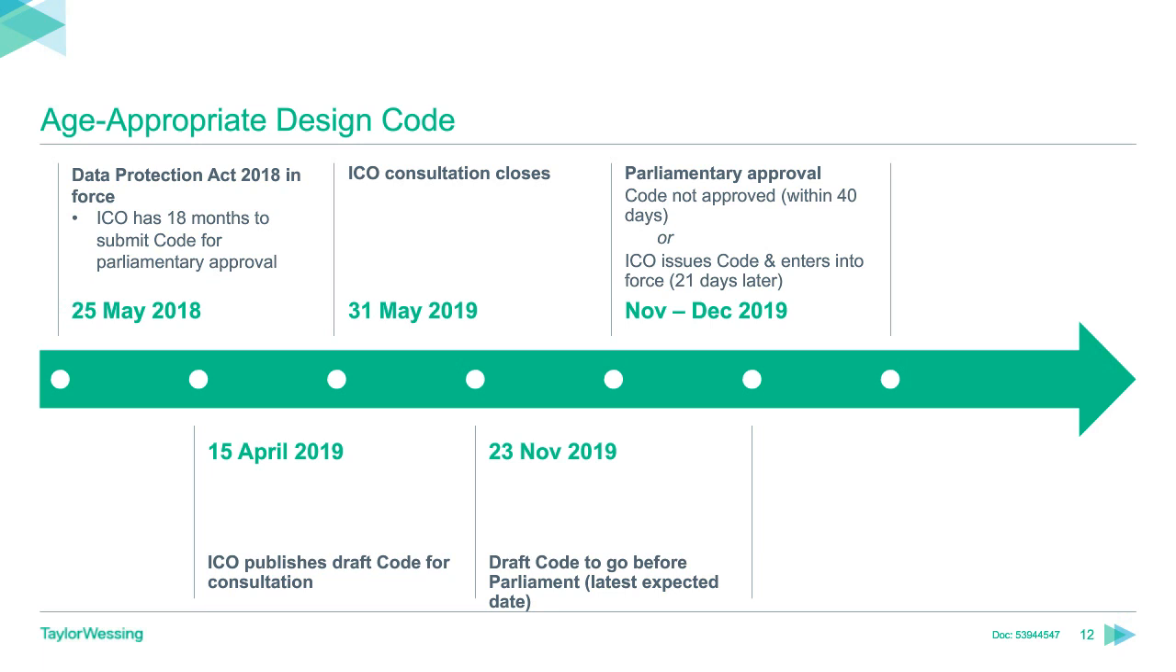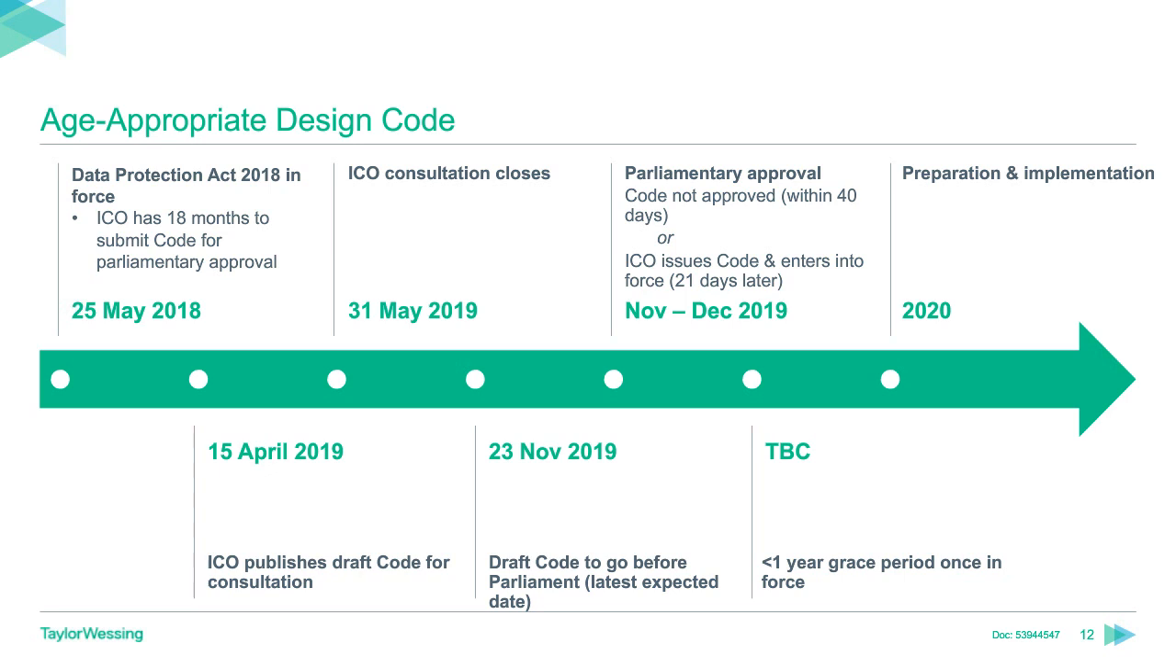They have 40 days to do that. If neither of them do so, then the ICO must issue it and it will come into force 21 days later. However, there is going to be potentially a transition or a grace period of up to about 12 months from the day it comes into force. That means that looking at 2020, it's important to start thinking about if the code might apply to you, which it may do even if you don't think you deal with children, and how to prepare and implement it.